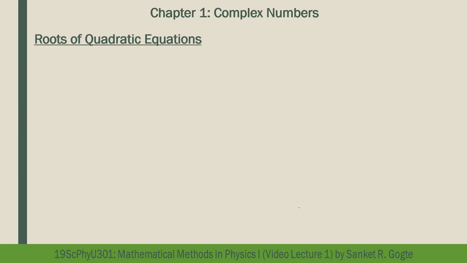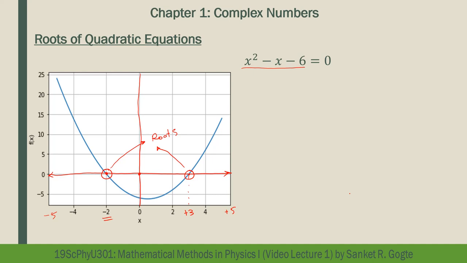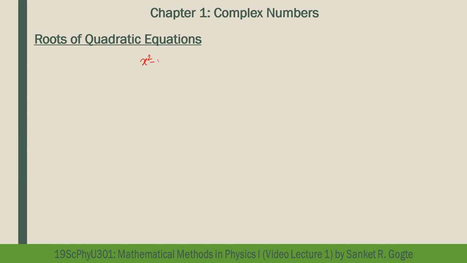Now, one way to find roots of the quadratic equation is by considering the factors. For example, in this equation, x square minus x minus 6 is equal to 0. We can find the factors and write this equation as x minus 3 times x plus 2 is equal to 0, and therefore the roots will be x is equal to 3 and x is equal to minus 2. So this is of course one way to find the roots of a quadratic equation, but for many quadratic equations, when their coefficients are not simple enough to find the roots, this method of factorization may not be of help.